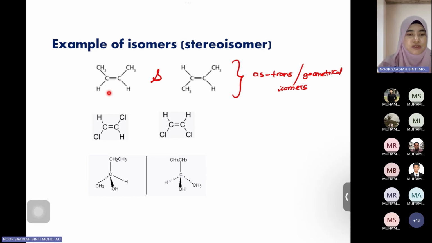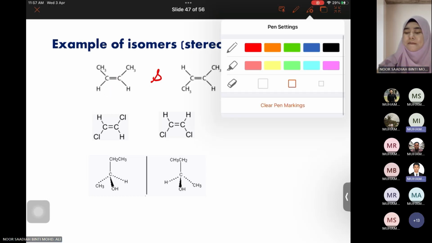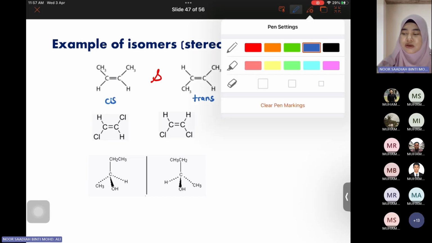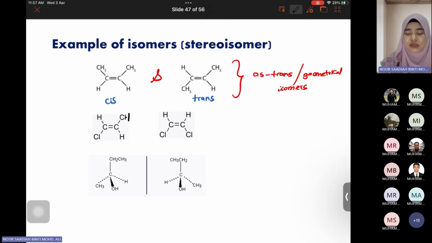So what would you say for the first structure here? Cis. Very good. And the second, of course, trans. So now you can get the point of identifying the cis isomer and trans isomer. And the same goes for the second. If I change this to CH3 here, and CH3 here, so what would you say? Are they cis-trans isomers? Yes, they're still cis-trans isomers.